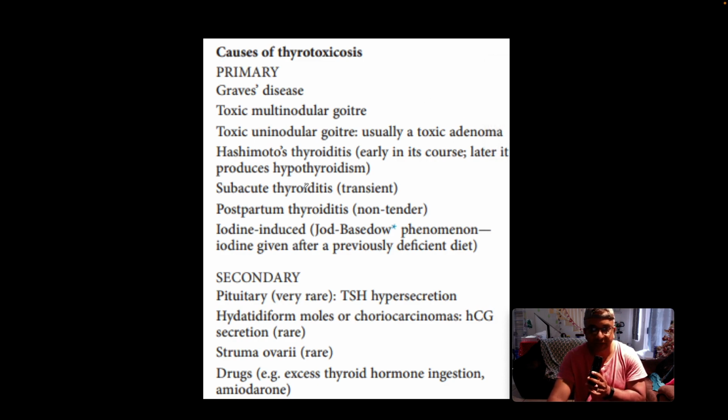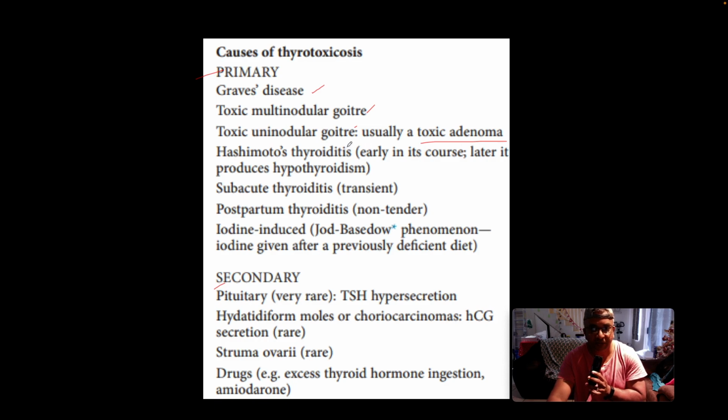But just a bird's eye view, you get primary and secondary, right? So primary, where the problem is not the pituitary, the problem is the actual thyroid gland. Graves' disease, right, is probably the commonest, where there's production of anti-TSH receptor antibodies which dock into the thyroid gland, causing increased endogenous production of thyroid hormone. Toxic multinodular goiter, toxic unilateral or uninodular goiter, usually a toxic adenoma.